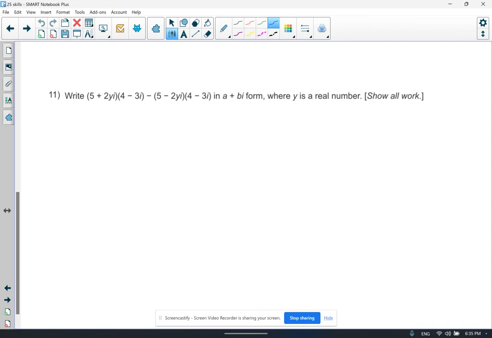I am doing problem number 11 from the 25 skill packet. That's the packet where the formula sheets, the formulas to be memorized, are on the cover page. And so this problem could be done two different ways. The first is the longer way.